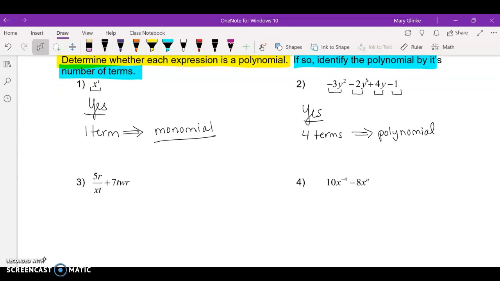How about this next one? So we take a look at it and we ask ourselves, for each term here, do we see anything with negative exponents? No. Do we see anything with a variable in the denominator? And this first one here is breaking this rule. So no, this is not a polynomial because there are variables in the denominator.